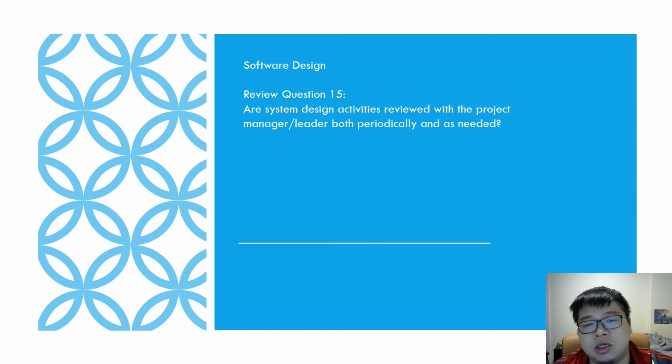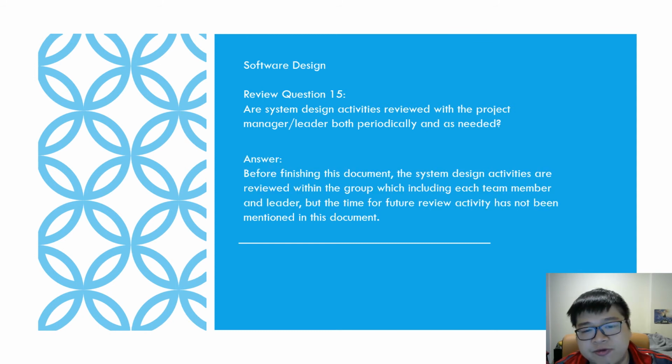The question is, are system design activities reviewed with the project manager and leader, both periodically and as needed? The answer is, so far, before finishing this document, the system design activities have been reviewed within the group, including each team member and the leader. But we didn't mention the time for future review activities in our document, which means for all the activities we just listed, we haven't mentioned when we should review them.